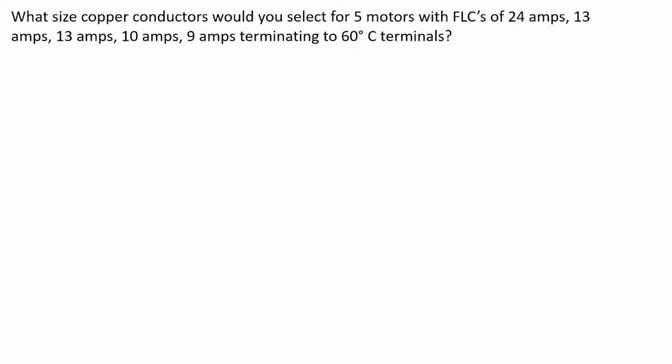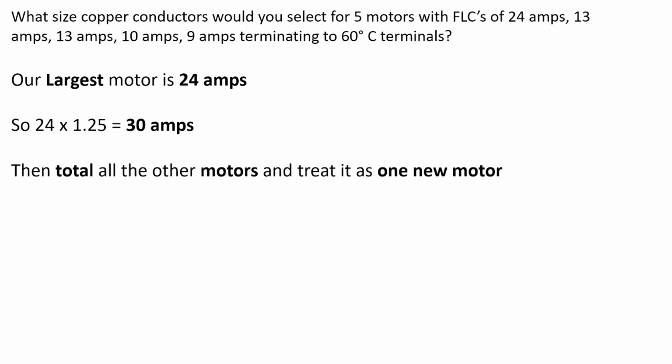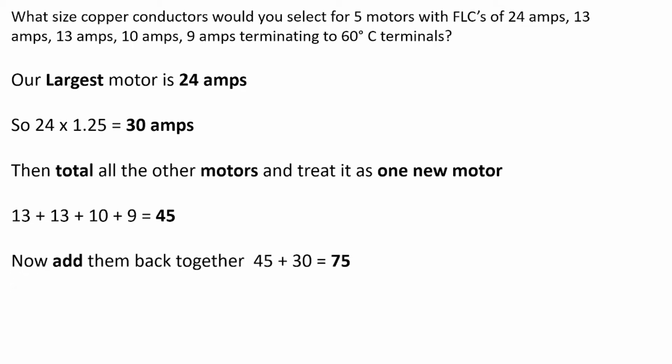Okay, so what size conductors? Let's go through it. Our largest motor is 24 amps. So we multiply 24 by 1.25 and get 30 amps. Then we total all the other motors together and treat it as one new motor. That's just the way that I was taught to do it. You can just say that you're totaling them however you want to do it. So you take 13 plus 13 plus 10 plus 9, and that is going to give you 45 amps. Now you just add it back together with the one that you did the multiplier to, and that is going to give us 75 amps. And now that is our overall load that we're going to size our wire by.